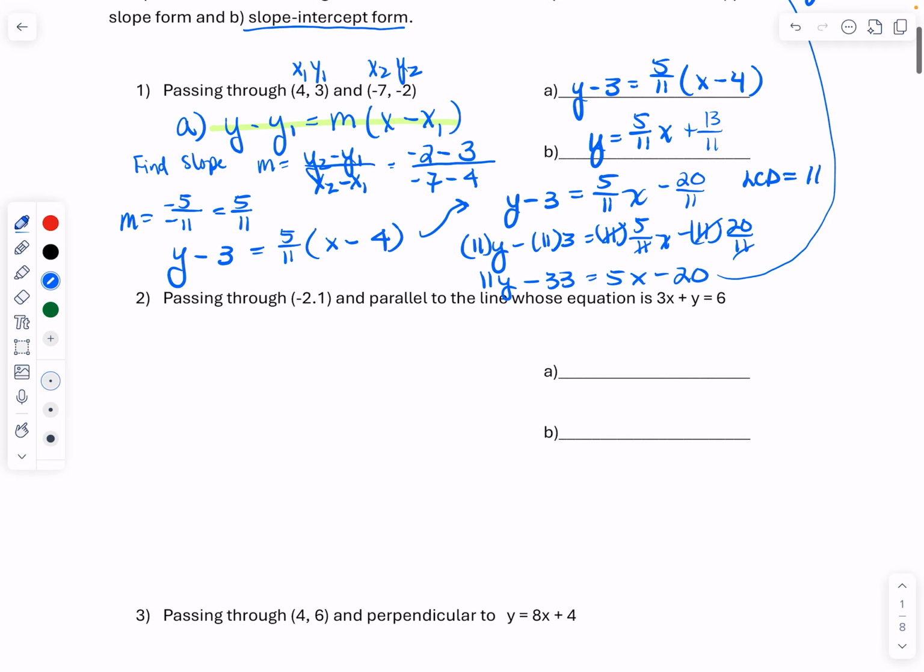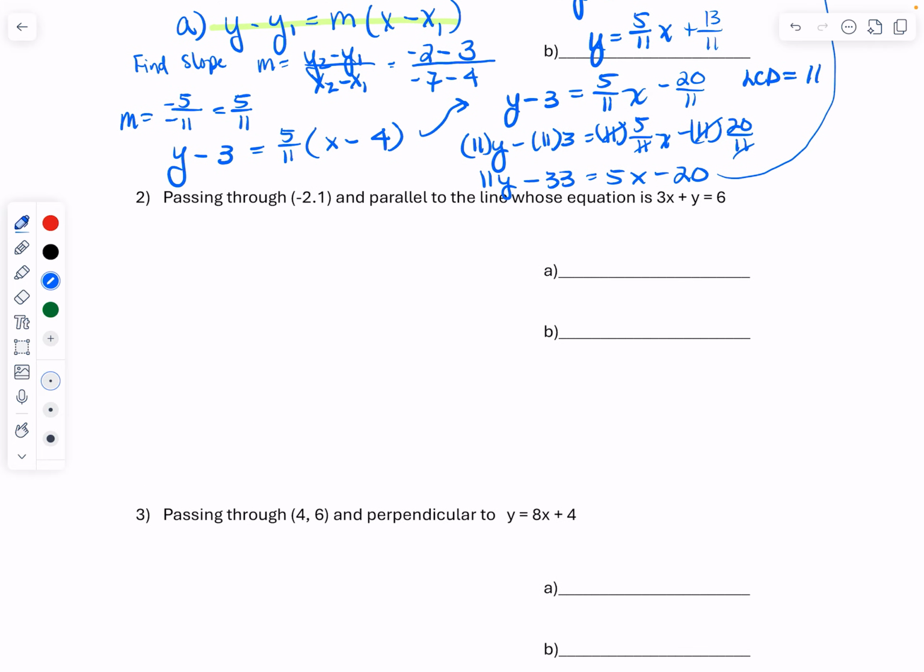Okay, question number 2. Passing through the point (-2, 1) and parallel to the line whose equation is 3x plus y equals 6. Again, I need my slope, and I know that parallel slopes are the same. So if I look at this equation, 3x plus y equals 6, I'm going to get y by itself and place this into slope-intercept form. At this point, I'm in y equals mx plus b form, so I know my slope is negative 3.